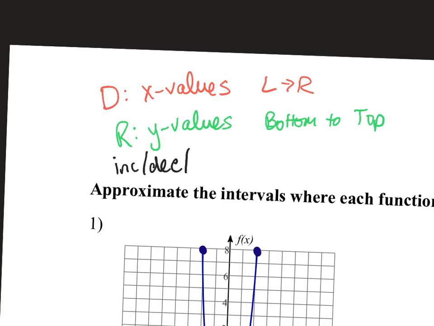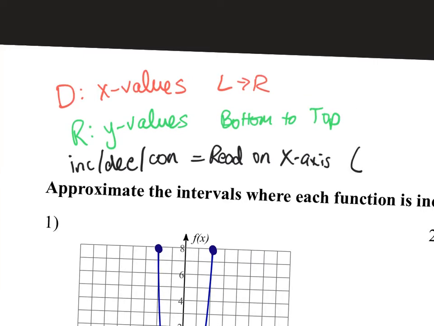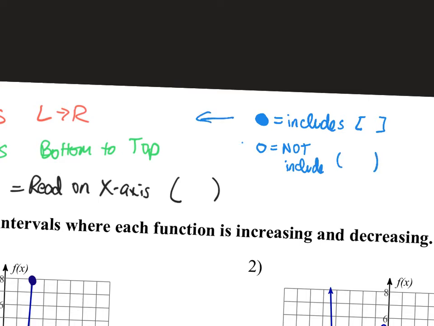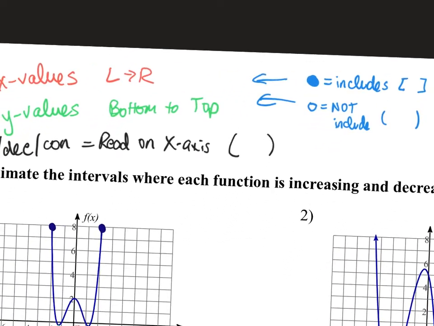You guys did a really good job with this yesterday. We read on what axis? The x-axis. Good. Read on the x-axis. And we always use parentheses for notation, no matter if it's closed dot or open dot. Another thing we might want to remember is if we have a closed dot somewhere, that includes that value, and we use brackets. And if we have an open dot, it does not include, and that's parentheses. That's for our domain and range. Okay? Remember that? We're good?